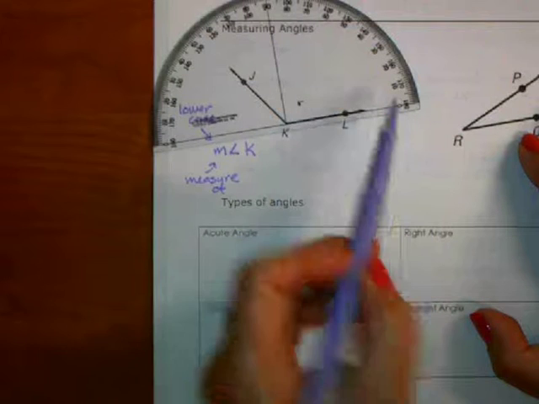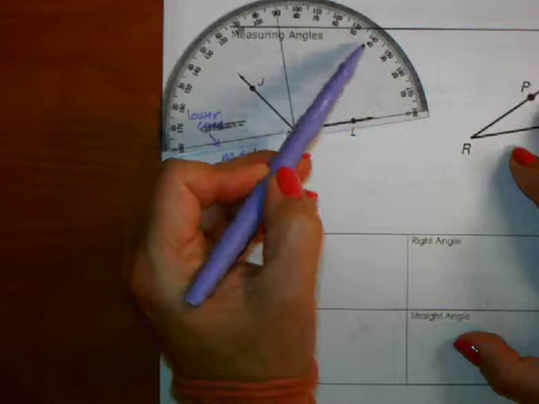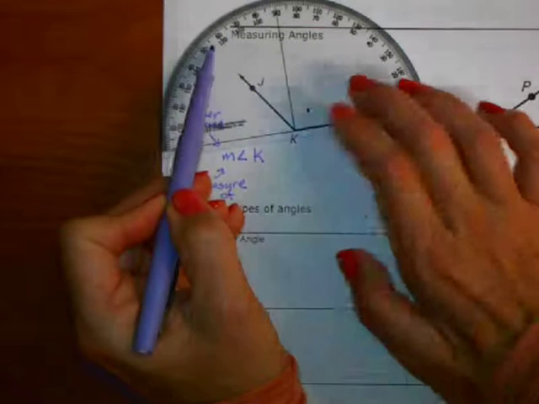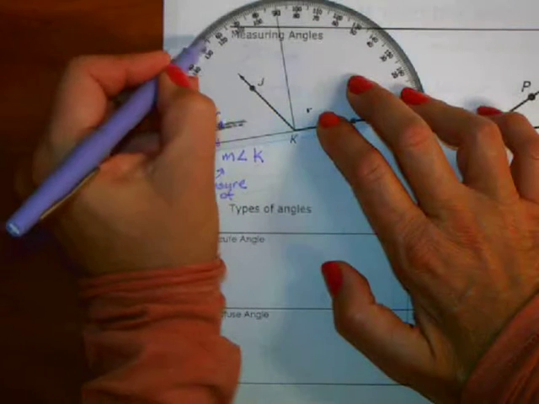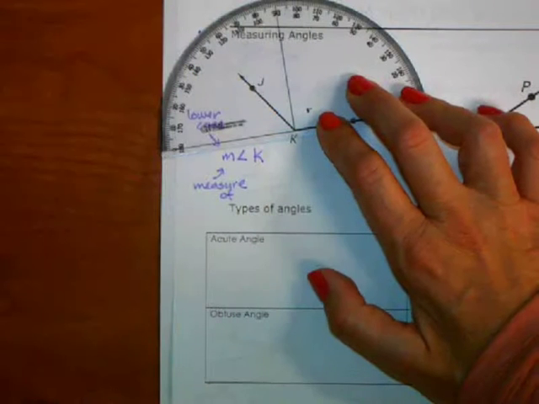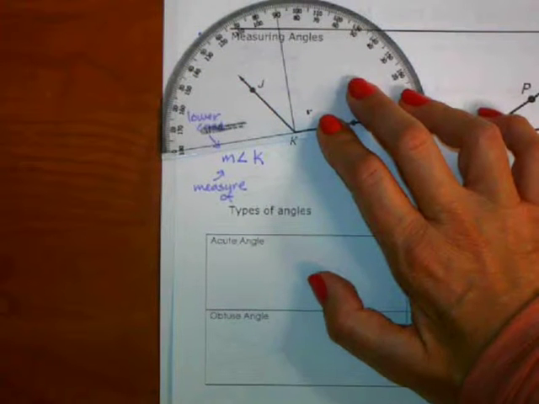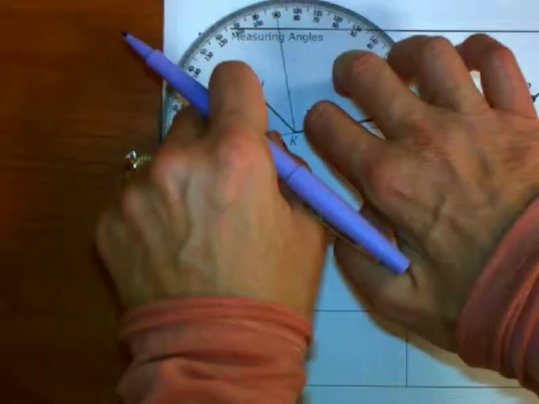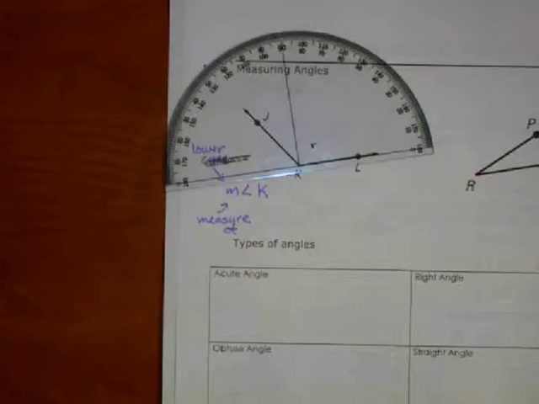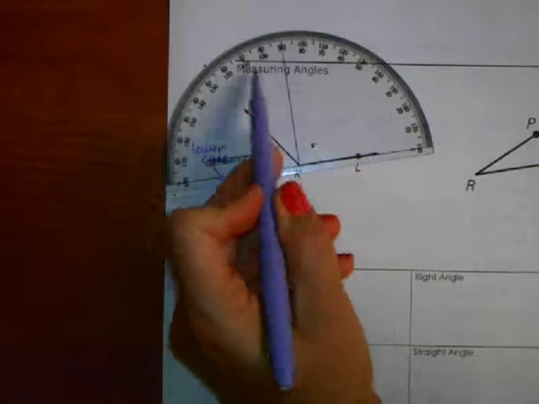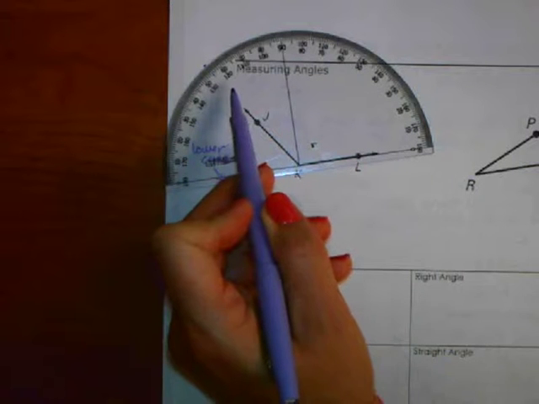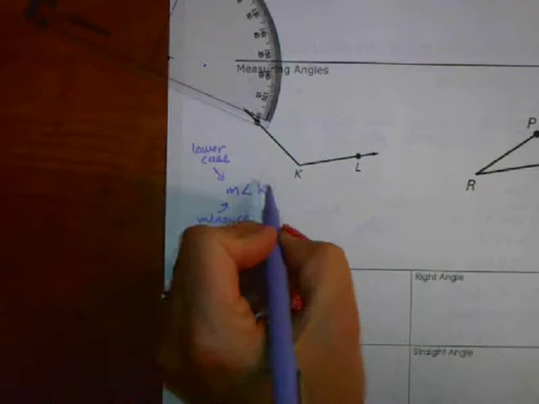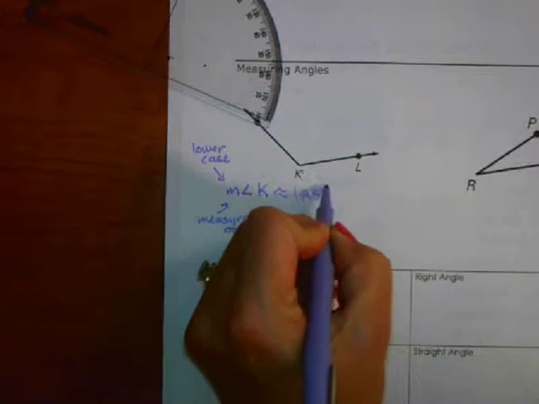Okay. Now we have to follow 0 and go all the way around until we get to this ray here. Oftentimes I like to put a little dot where I think it's at. It's not exact. Sometimes it's hard to get exact. So is that going to be 55 or 125? Right, because we started at 0 and we followed it around. And obviously it's not less than 90 degrees, correct? So the measure of angle K is approximately 125 degrees.